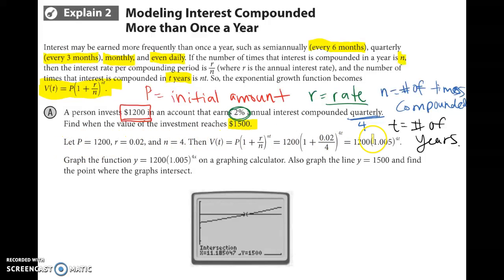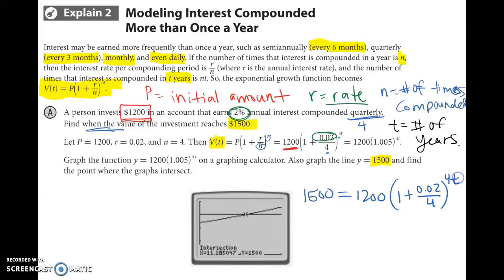So if I plug these in, this is what it's going to look like. So my V of t here is going to be 1,500. My principal amount, we said, was 1,200. My rate is 0.02. The number of times per year, that n is 4, so we plug it in both spots here for n. And then t, that's what we're trying to do. We're trying to find when, so after how many years will this total equal that. So I would have 1,500 equals 1,200 times (1 plus 0.02 over 4) to the power 4t.